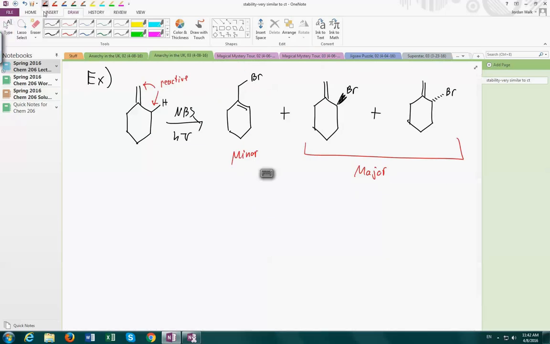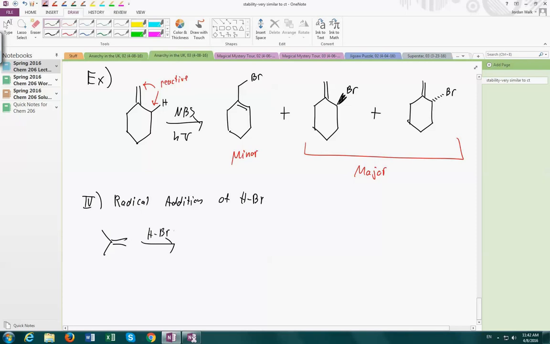All right, so finally, we're going to get to Roman numeral number 4. And so Roman numeral number 4 is the radical addition of HBr. And so in the radical addition of HBr, we can take a starting material, looks like this.